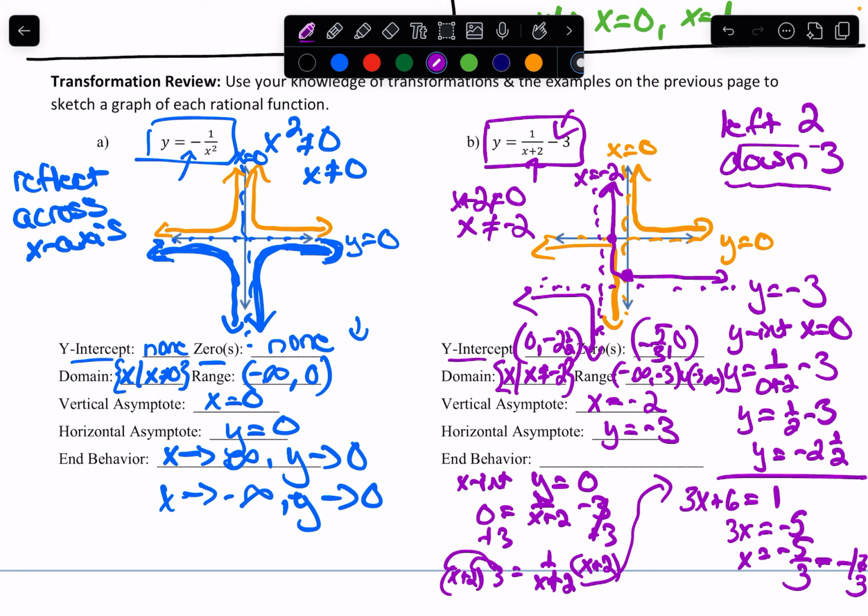And our end behavior, when x gets closer to infinity, y gets closer to negative 3. See right here, x is going to infinity, it's getting closer to negative 3. Same thing for negative infinity, y gets closer to negative 3 on this side as well, but never reaches it.